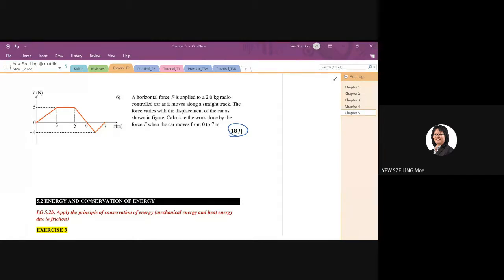So this is very similar to the previous question. Remember, you have a negative work done in this graph.